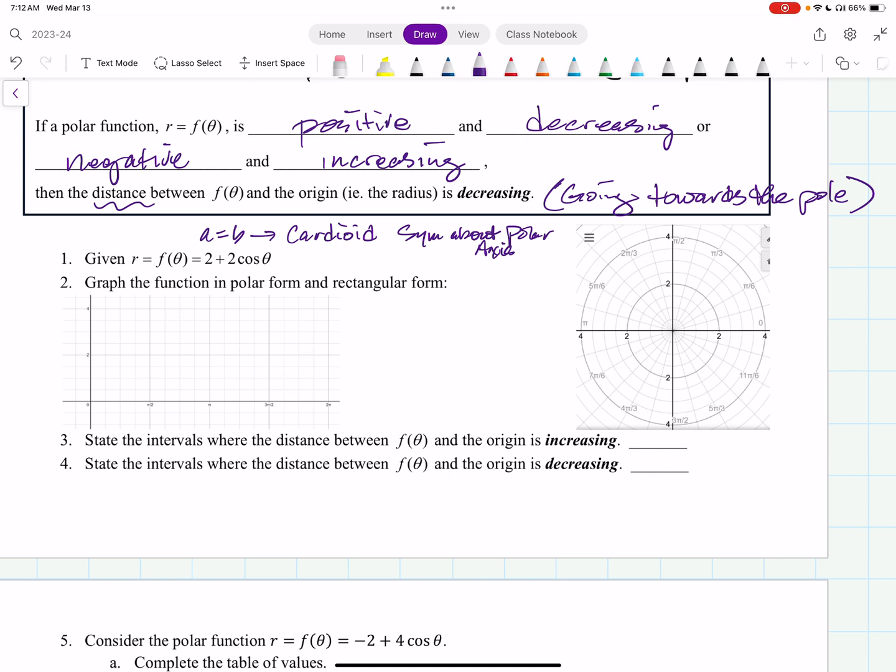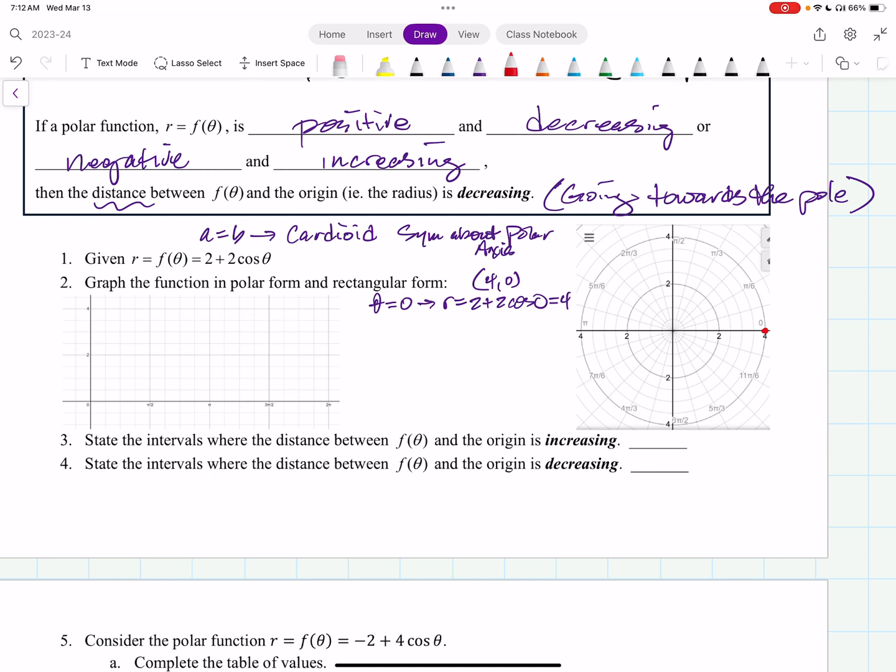Let's do some analysis here. When theta equals 0, r is equal to 2 plus 2 cosine of 0. Cosine of 0 is 1, times 2 is 2, plus 2 is 4. So 4 comma 0 is on the graph. Where is that? Well, it's over here. Let me plot in red so you can see things better. There's your max distance right here.